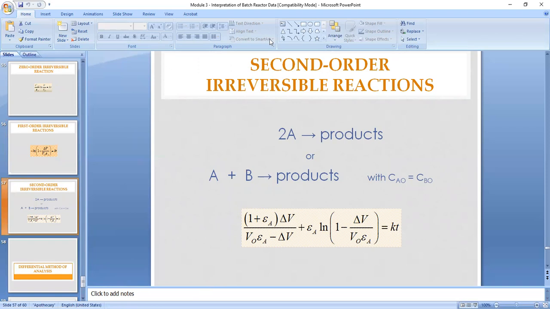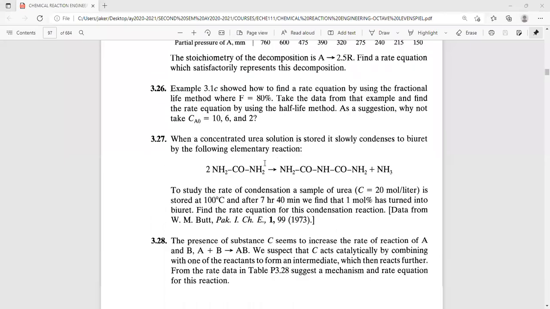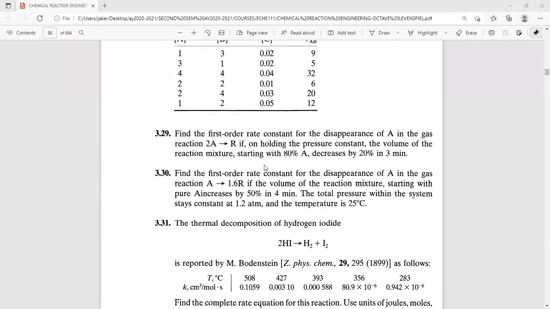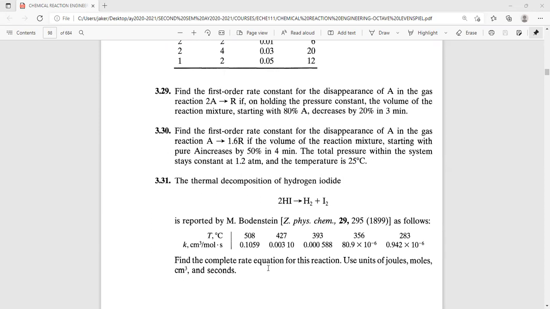Okay, I will just stop sharing for now. Allow me to share Levenspiel. We have this. We're going to look for a problem which will be an application of varying volume batch reactor. Okay, so I think I'm on this page. Can you see the book? I'm on problem 3.29.